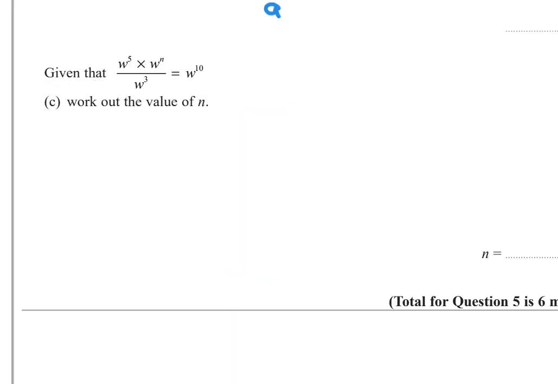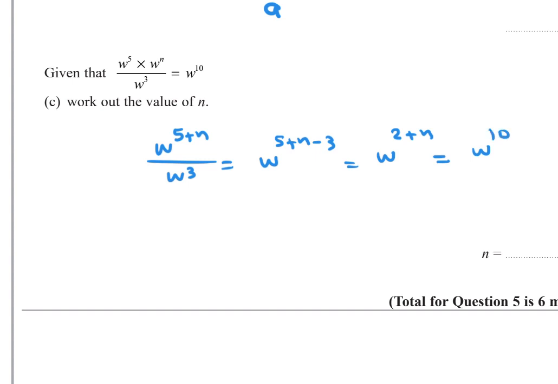Given that w power 5 times w power n over w power 3 equals w power 10, work out the value of n. When we multiply, we have to add the powers, so w power 5 plus n, divided by w power 3. When we divide, we have to subtract, so w power 5 plus n minus 3 equals w power 2 plus n, because 5 minus 3 is 2. This equals w power 10. So now 2 plus n equals 10, so n equals 10 minus 2, which is 8.